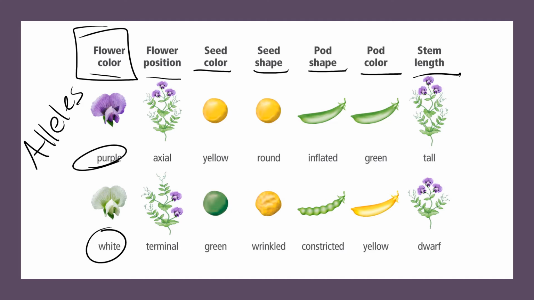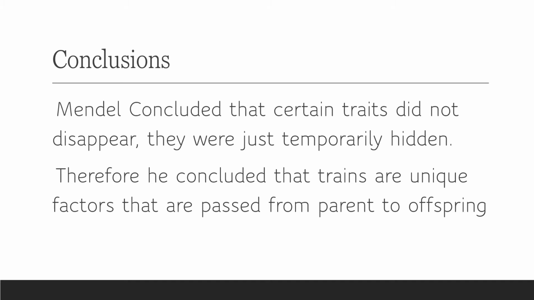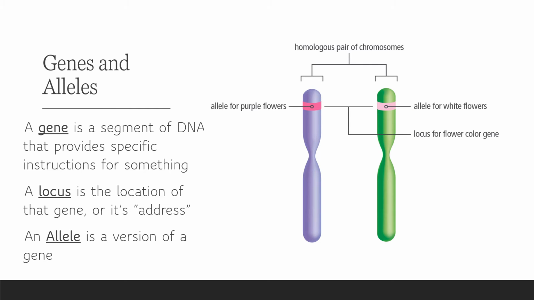Now, what Mendel concluded is that certain traits did not disappear. He concluded that they were just temporarily hidden. For instance, when he crossed that purple plant with itself, he found that some of their offspring were white, just like they had inherited that white gene from their grandparents. If you've ever heard of genes skipping a generation, this is what we're talking about. Those traits didn't just disappear all of a sudden, they were just hidden. He concluded that traits are unique factors that are passed from parent to offspring.